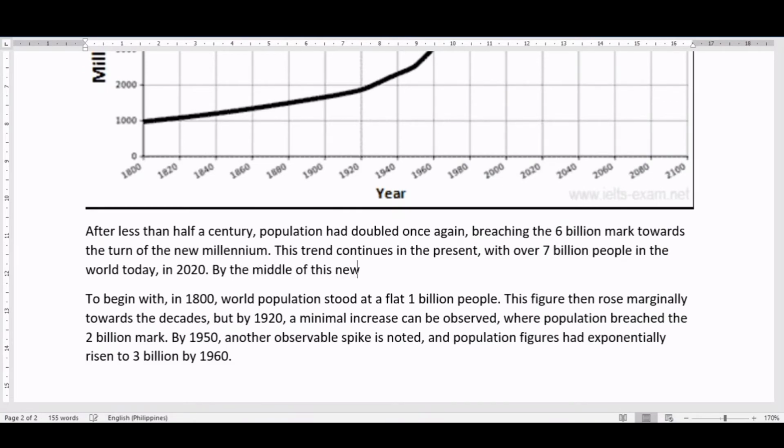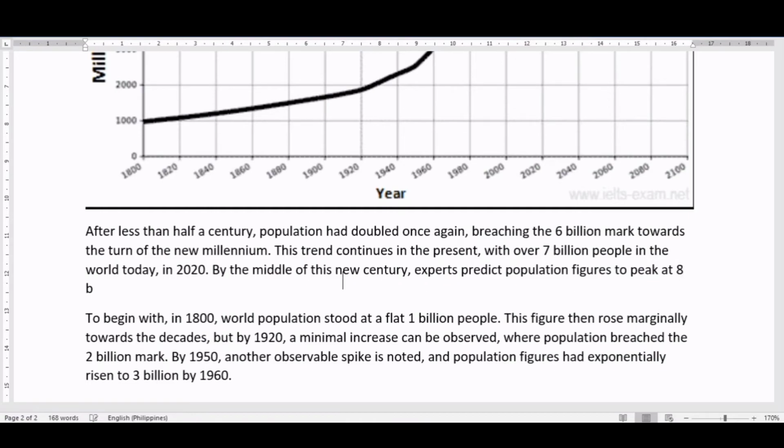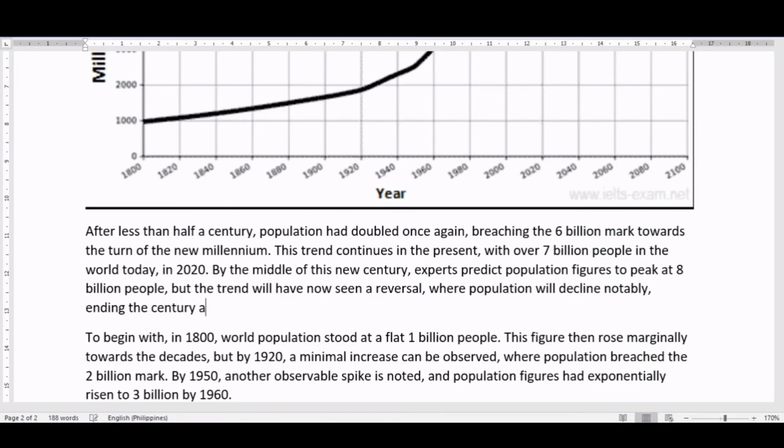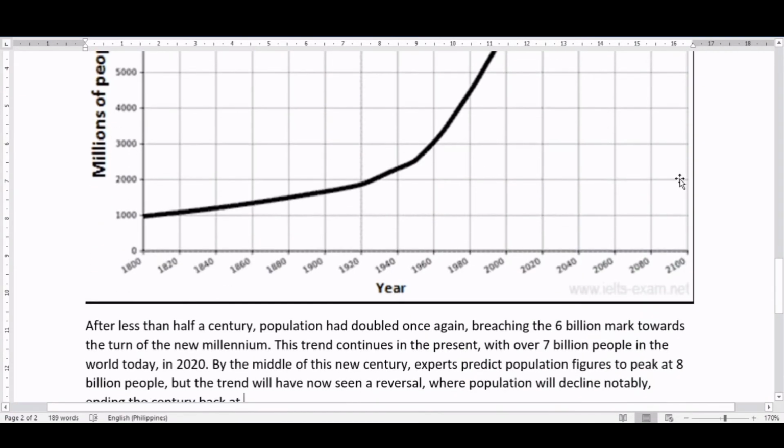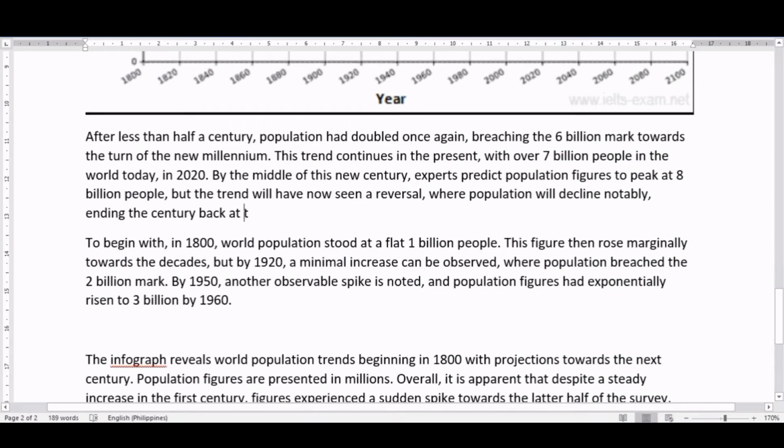By the middle of this new century, experts predict population figures to peak at 8 billion people, but the trend, this is now the future perfect tense, will have seen a reversal, where population will decline notably, ending the century back at the 6 billion range by 2100. So that's the end of the essay.